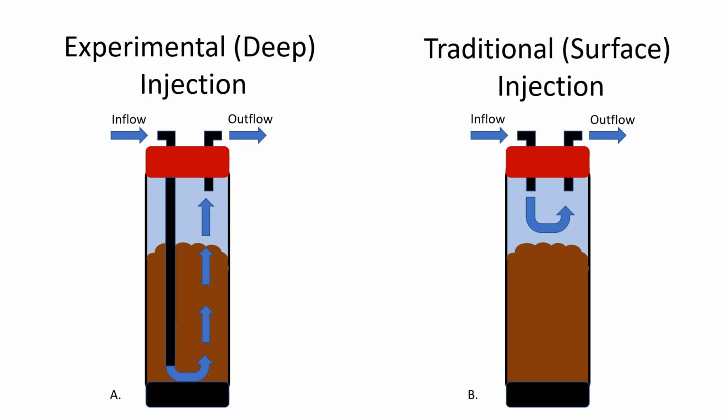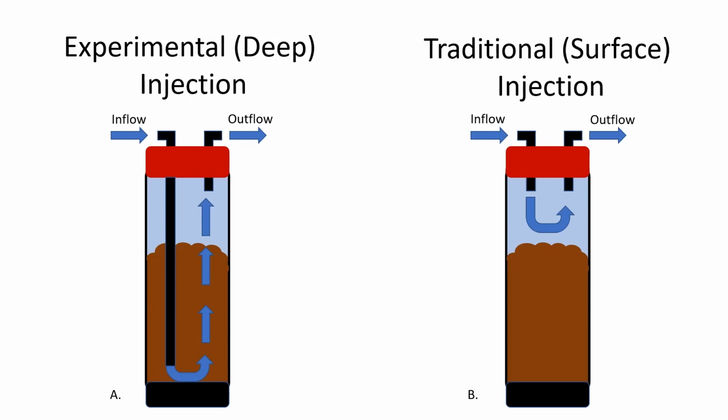As you can see by the traditional incubation core on the right-hand side, the water is simply injected onto the surface of the core and allowed to diffuse downward into the sediment. Now, this fully replicates processes like surface water inundating a fully saturated floodplain, but it doesn't replicate much else than that.